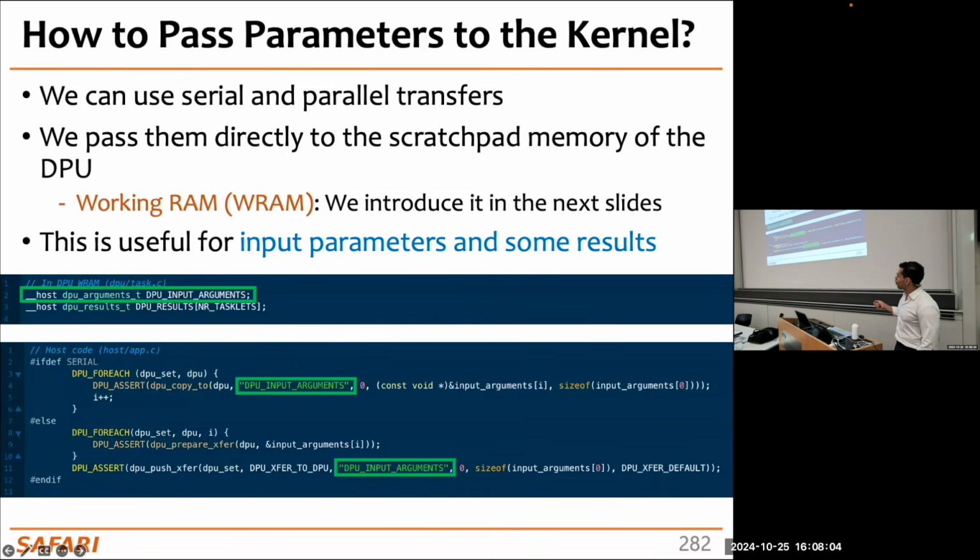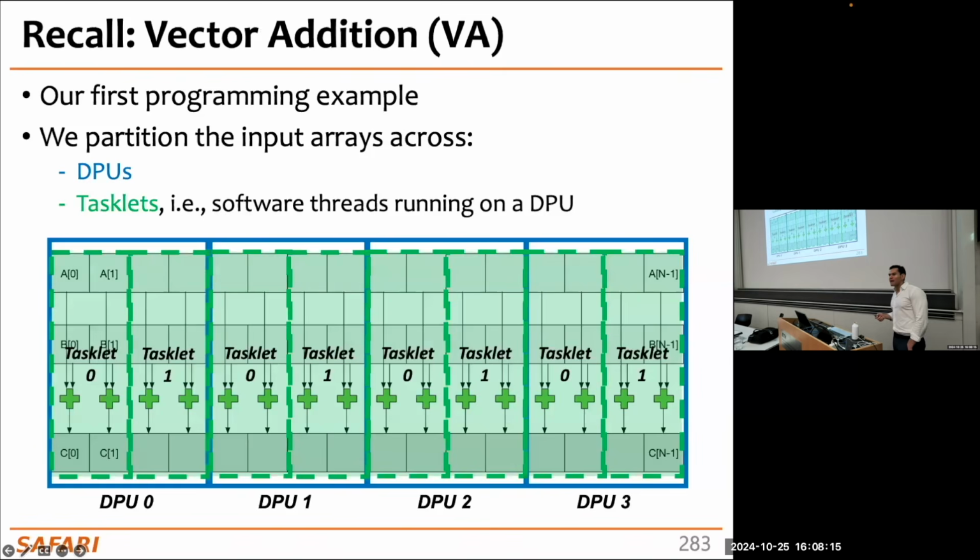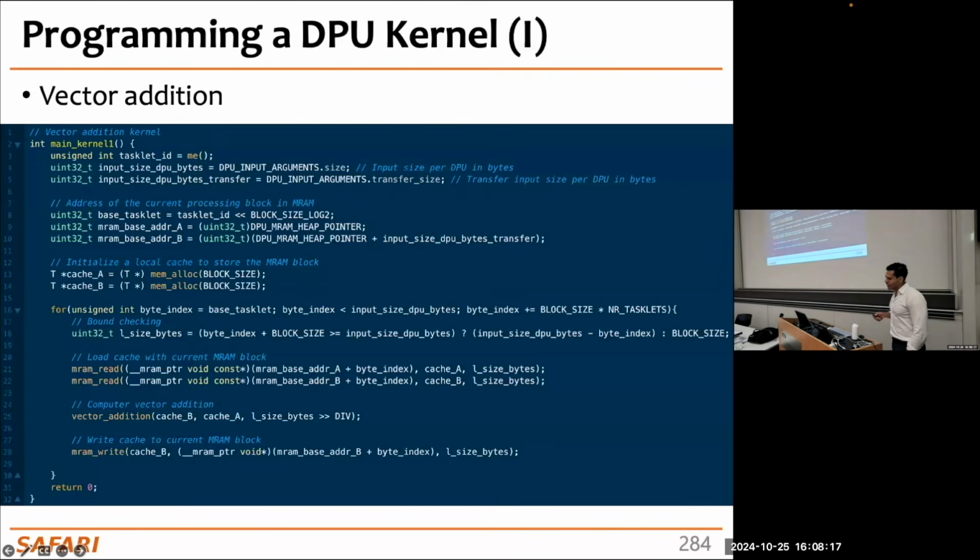So here, for example, the copy to, and then you pass as an argument a struct with the parameters that you want to pass to the DPU cores. Going back to the vector addition, this is the code for vector addition.